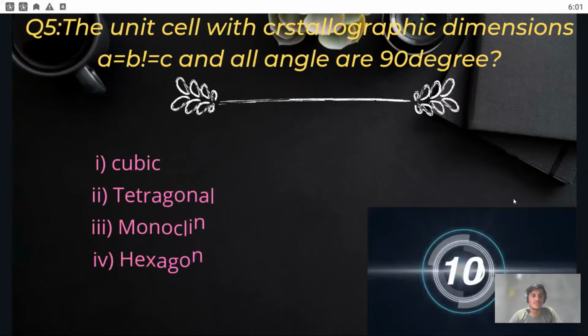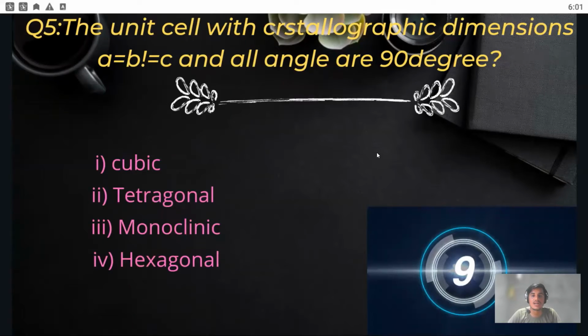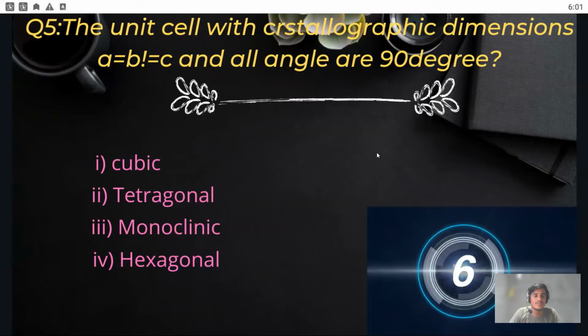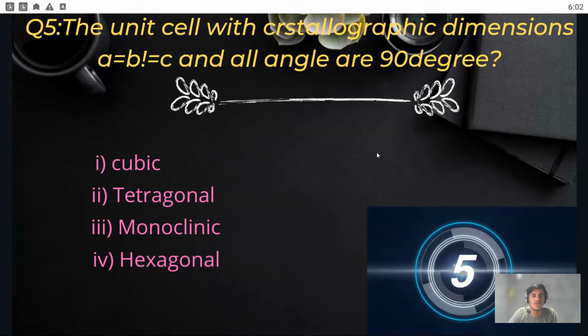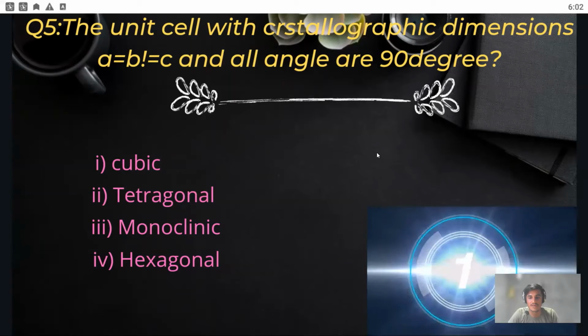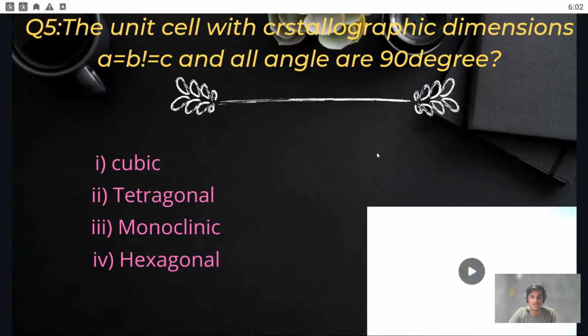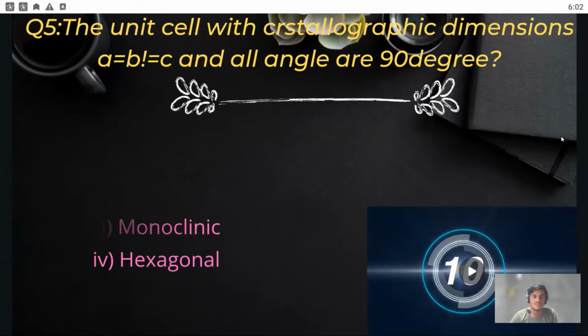Next question: the unit cell with crystallographic dimensions a equals b not equals c and angles of 90 degrees. So we can say that alpha equals beta equals gamma equals 90. Here the dimensions of tetragonal geometry are equal. This is all about tetragonal geometry. So we can say the correct answer is the third one. It's obvious.